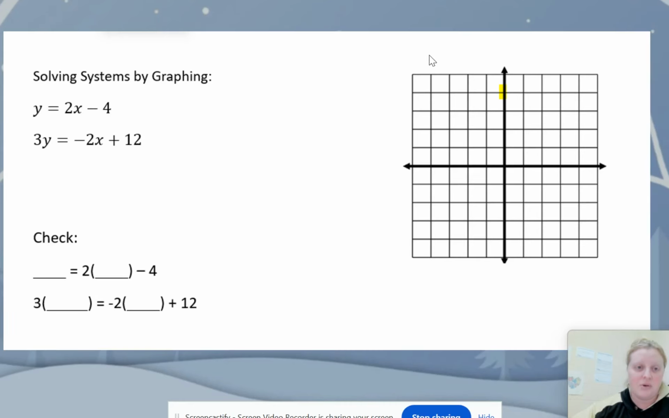In today's lesson, we're going to review how to solve systems of equations. That is something that you would have learned in Algebra 1. So one method of solving is by graphing. So we're just going to graph these two lines.